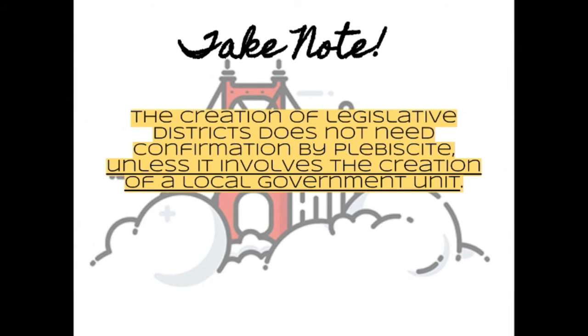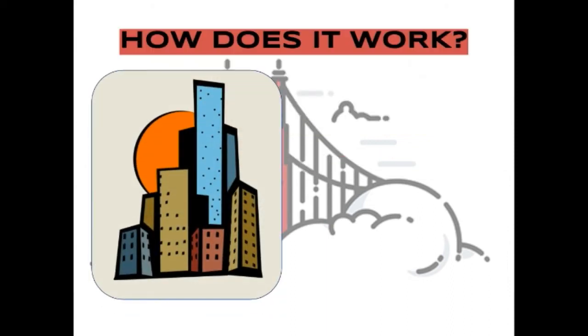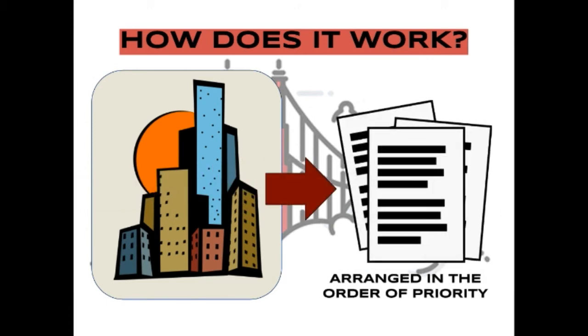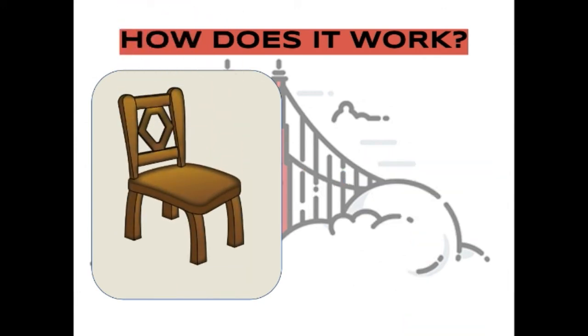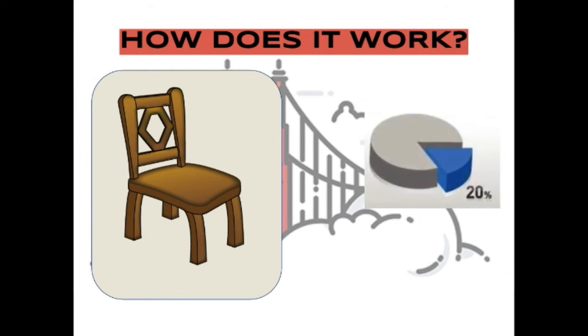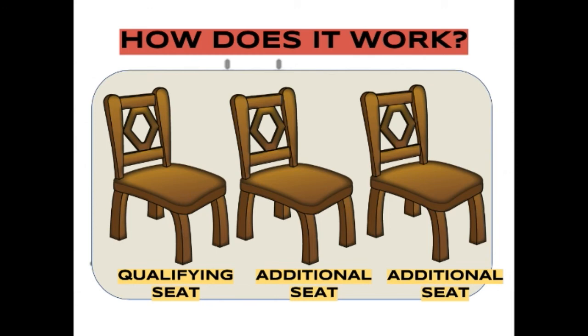Let's now discuss party list representatives. How does one become a party list representative? How does the system work? First, registered national, regional, and sectoral parties or organizations submit a list of candidates arranged in the order of priority. Such parties are then voted for at large during congressional elections, and whoever garners the most number of votes will get a seat. Take note that the number of seats they may get out of the 20% total is only 3, and the number of seats they will get will depend on the number of votes they get nationwide. For the 3 seats, one shall be the qualifying seat, and the other 2 the additional seats.